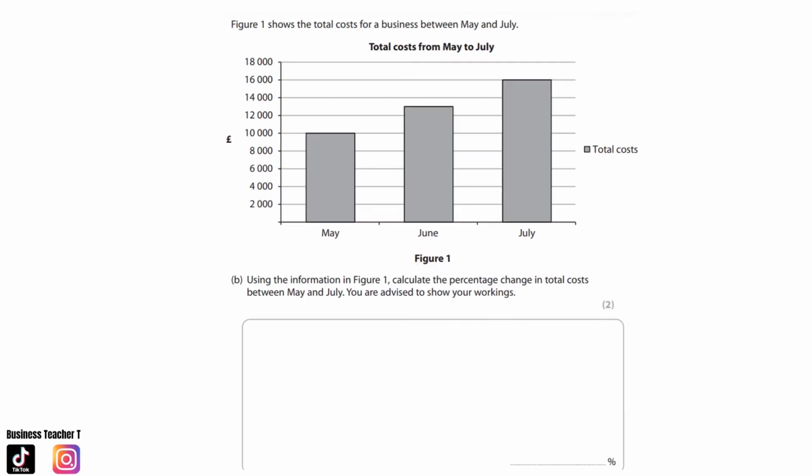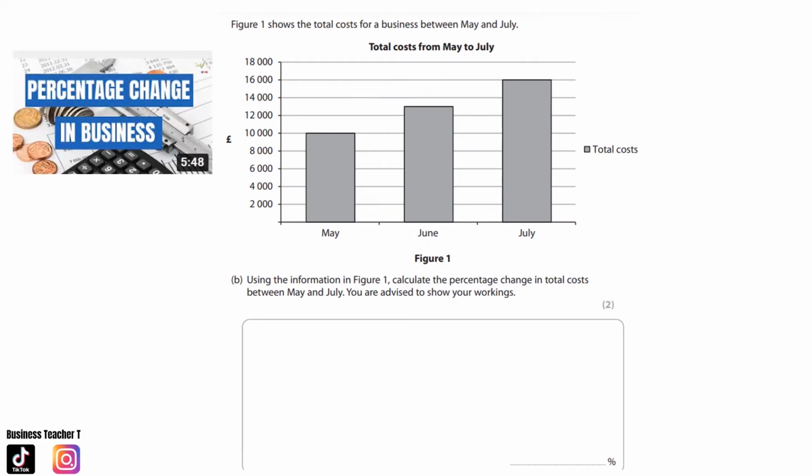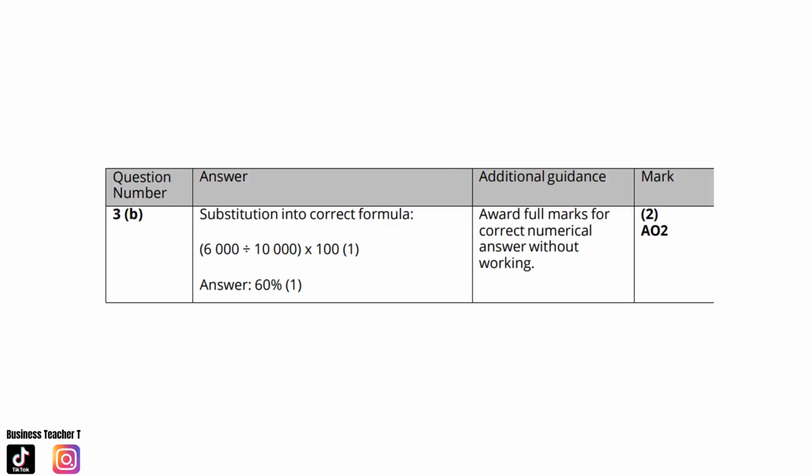Now on to a percentage change question. If you do need to recap percentage change, then you could check out this video. I'll put the link in the description box. Using the information in figure 1, calculate the percentage change in total costs between May and July. You are advised to show your workings. So give this one a go. Now here you can see the workings and the answer. The answer is 60%.